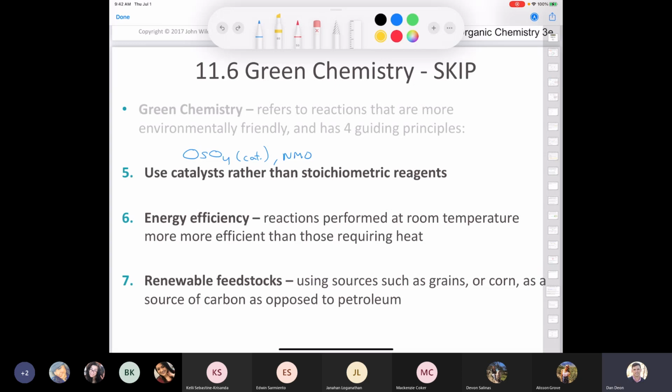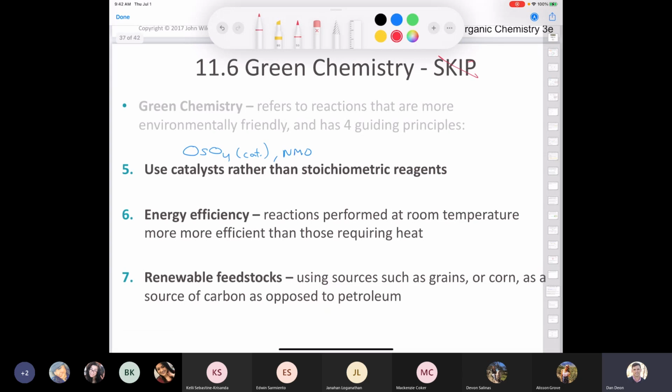I would say don't skip this. This might be worth the value of maybe one multiple choice question, and it would be something very simple and hopefully obvious to you that this has got good atom economy.